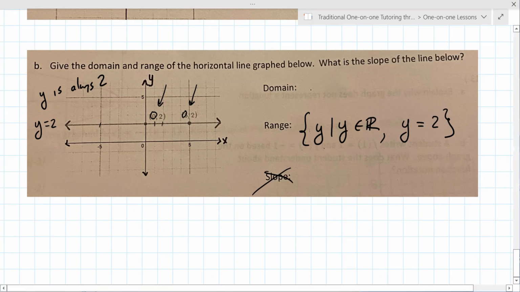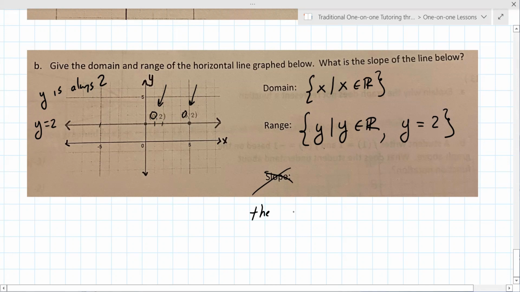Your domain always starts out the same: X such that X is an element of the real numbers. You have to use X and Y. But the question is, are there any restrictions, or any values that X cannot be? No. So we're done. There's no restrictions.